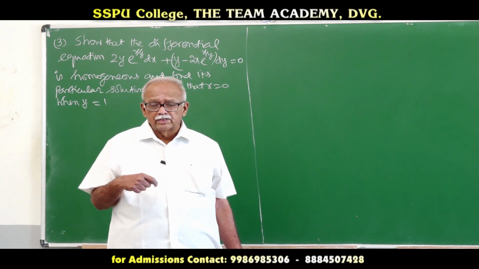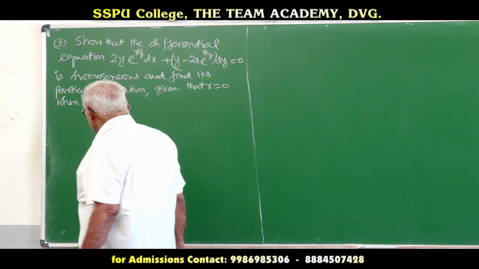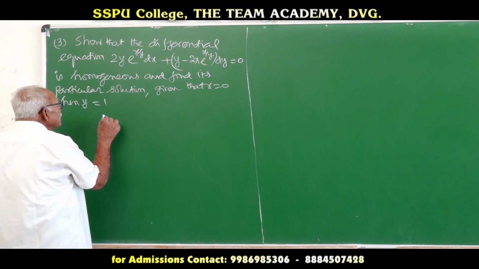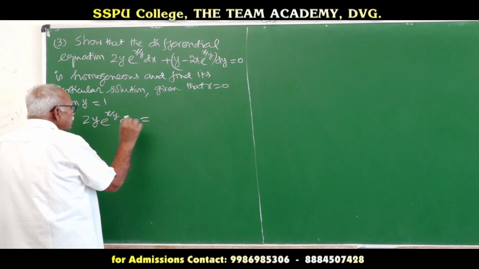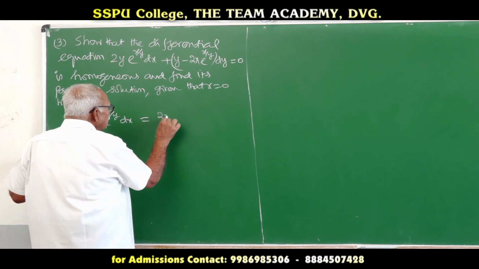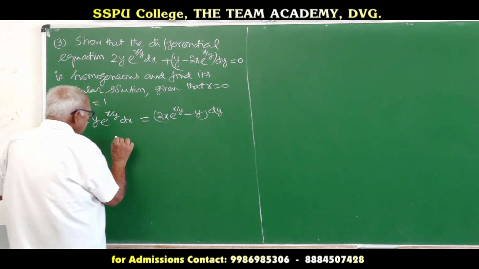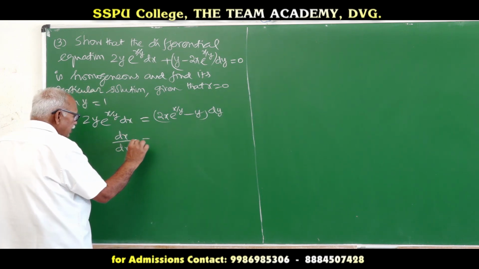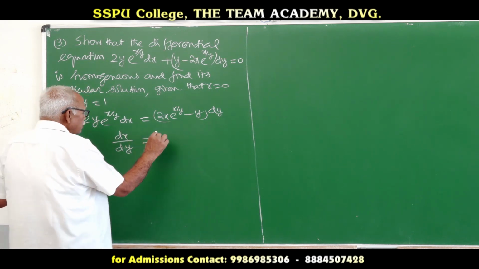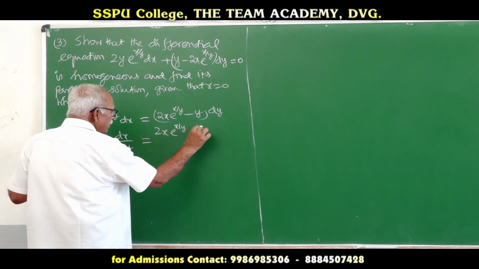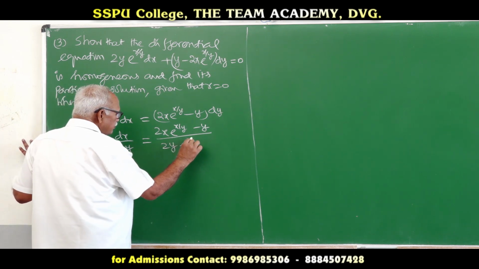So, this is a second method, that is y power n into h of x by y. So, x by y we have to take as the substitution. Now, for this, 2y e power x by y dy is equal to 2x e power x by y minus y into dy. Now, take this as dx by dy. Understand this point here, dx by dy, not dy by dx. Now, dx by dy equals 2x e power x by y minus y divided by 2y e power x by y.